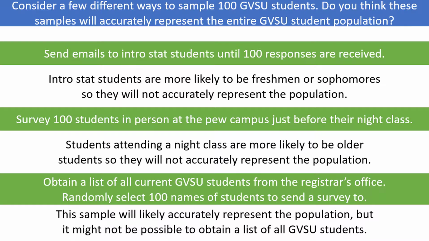Unfortunately, it might not be possible to obtain this list, and some students still might not respond to the survey. As you can see, different sampling methods can result in a very different final result. You have to be very careful with your sampling method and make sure that the sample is conducted in a way so that the sample represents the population as well as it possibly can.